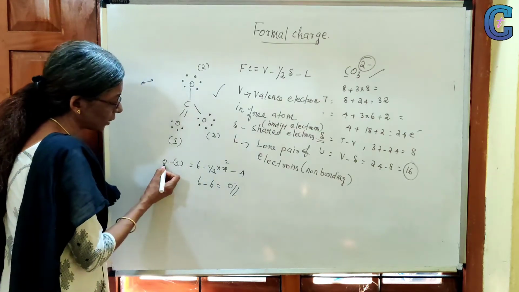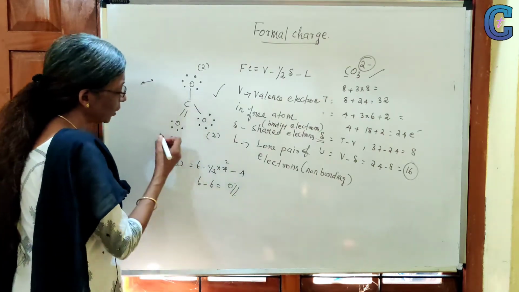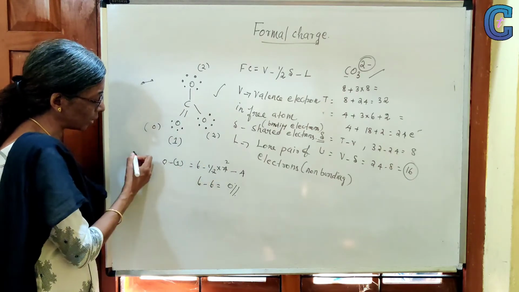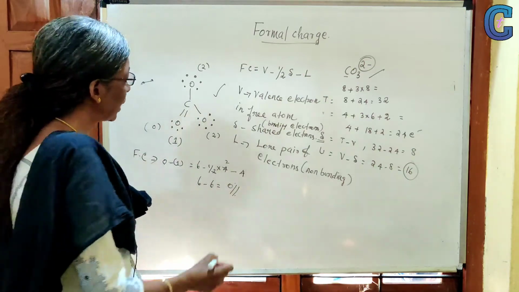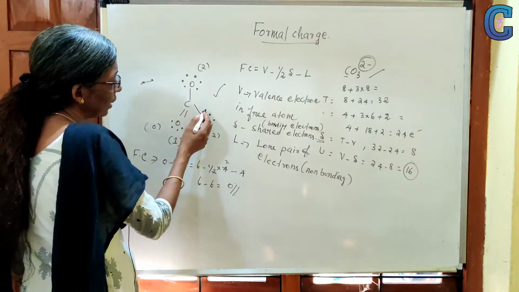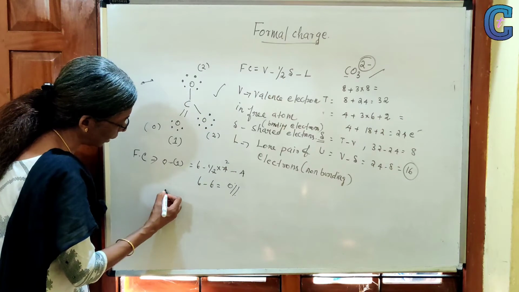So for this oxygen the formal charge is 0. Right? Then you come to this one, this oxygen. How will you calculate its formal charge?